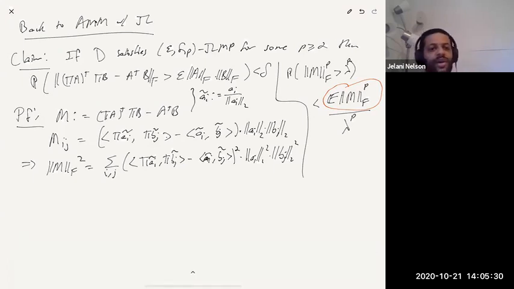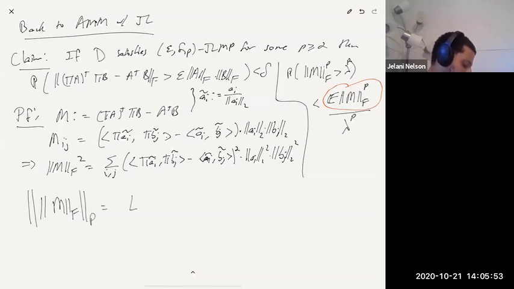Okay. So now we understand at least what the Frobenius norm squared looks like. Now I'm trying to understand the p norm, right? Because this is the p norm raised to the p. The pth moment is the p norm raised to the p. So I want to understand the p norm. So let's look at the Frobenius norm of M, p norm.